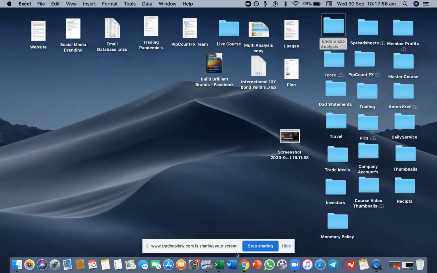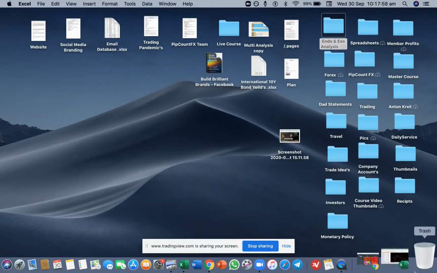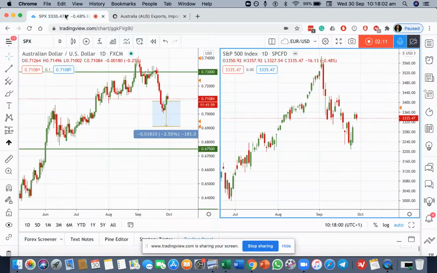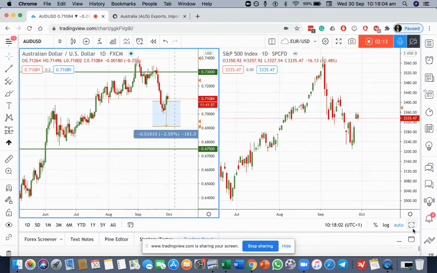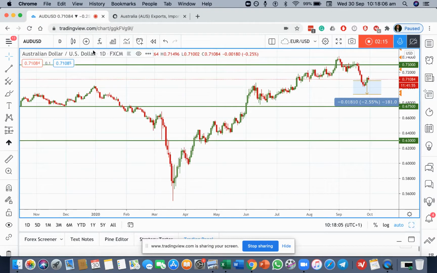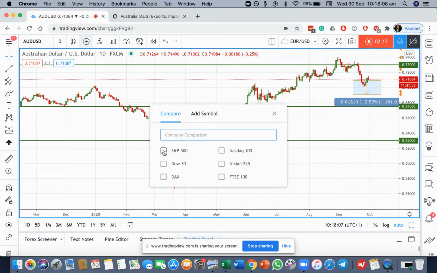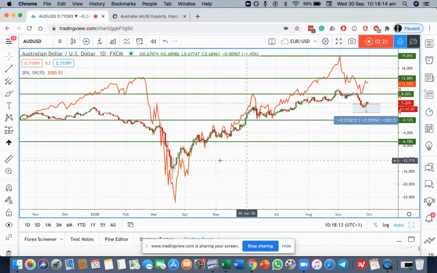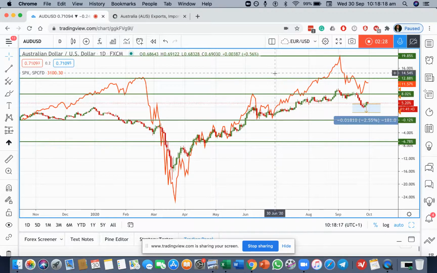Now, when we go back to our chart of the Aussie dollar US dollar, if we put the S&P 500 on top of the Aussie dollar US dollar exchange rate price, then you can see there's a very strong correlation between the S&P 500 and the Aussie dollar US dollar. Now, why is this? Again, remember, the US is the world's largest economy. If the US is growing, then the rest of the world is growing.